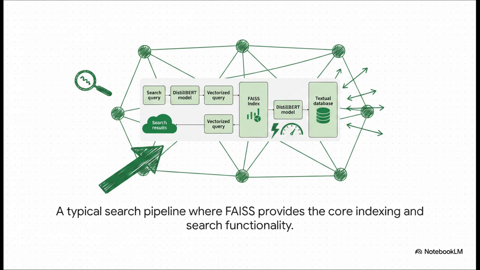This diagram shows you exactly how it fits into a system. See, on the left, you have a search query. Let's say it's a piece of text. That text gets converted into one of those numerical vector fingerprints. At the same time, your whole database of text has also been turned into vectors. FAISS is the engine in the middle that takes your query vector and almost instantly finds the most similar vectors from its massive index, giving you back your search results.